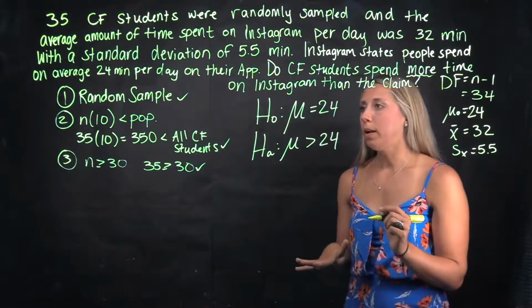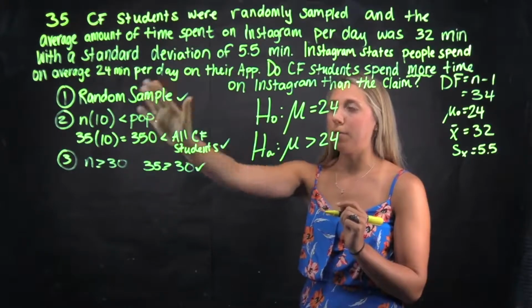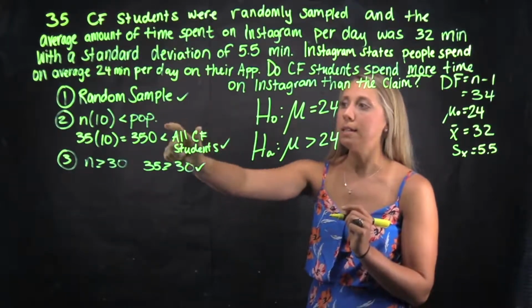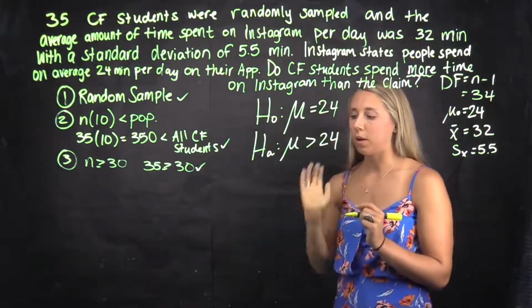So from there, we have our conditions, which are the same as they have been for one mean. So random sample, 10% condition, and 35. It is in fact bigger than 30 for our large counts.